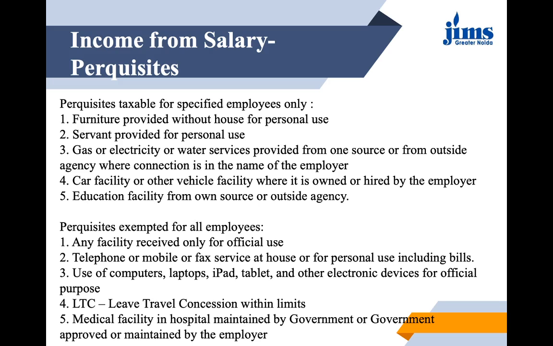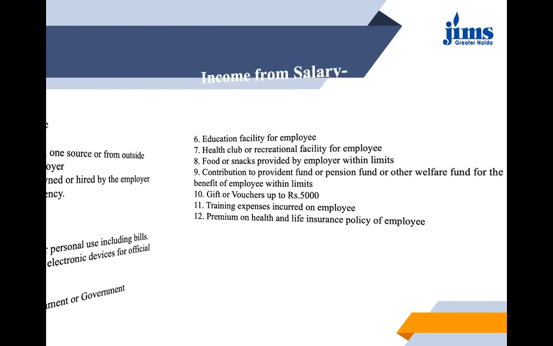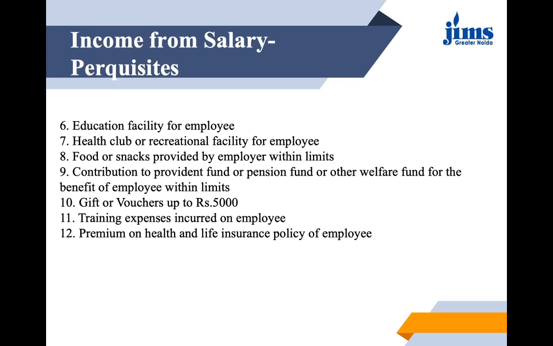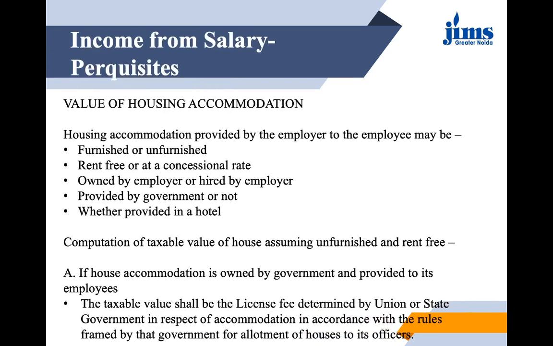Now let us see certain perquisites which are exempted for all the employees. Any facility received only for official use, mobile, telephone or fax service at the house or for personal use including bills, use of computers, laptops, iPads, any tablets or electronic devices for official purpose, leave travel concessions within limits, medical facilities in hospitals which are maintained by government or government approved or maintained by the employer. Then we have education facilities for employee, health club or recreation facility for employee, food or snacks provided by employer within limits, contribution to PF or pension or any other welfare fund for the benefit of the employee, any gift vouchers or gifts up to rupees 5,000, training expenses incurred on employee, and premium on health and life insurance policy of the employee. Now let us see these perquisites one by one and how to calculate and see their values.